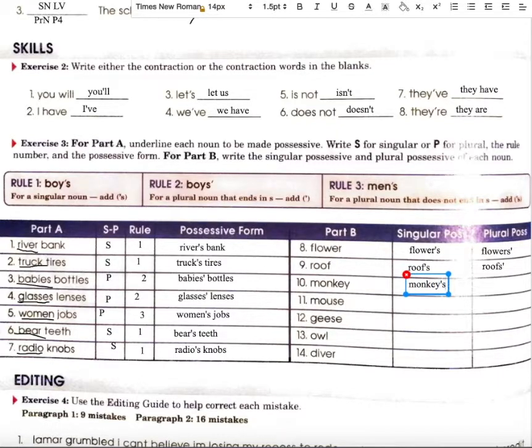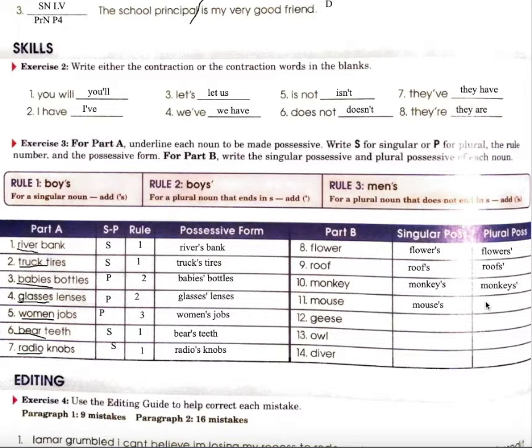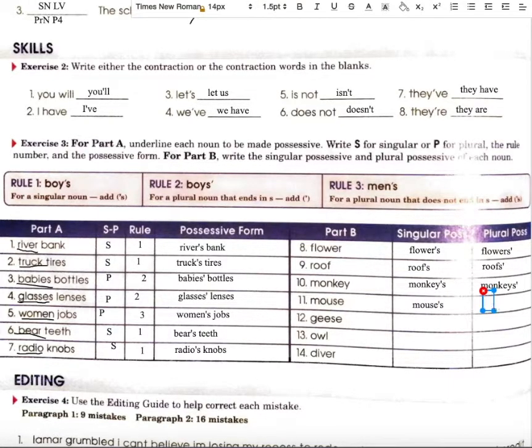10. Monkey. Monkey, apostrophe S for singular. And for plural, monkeys, apostrophe. Mouse. Singular, mouse, apostrophe S. Plural is mice, apostrophe S.